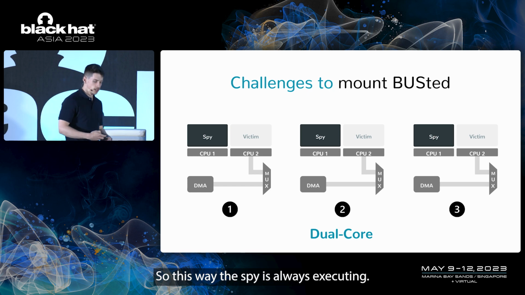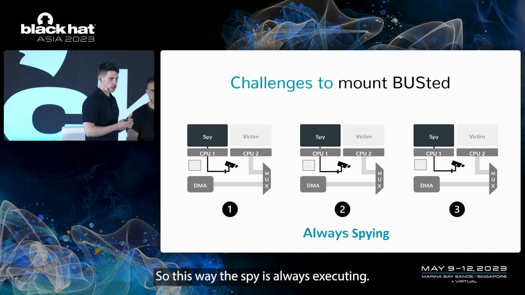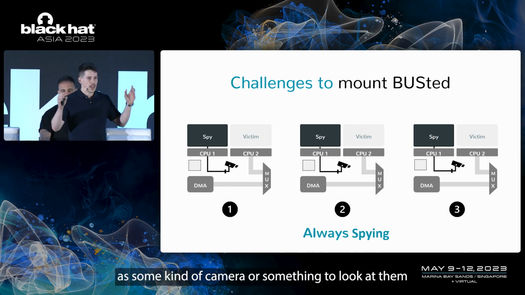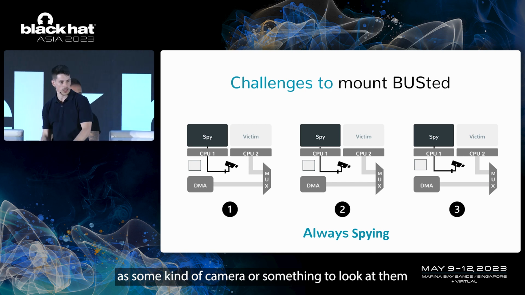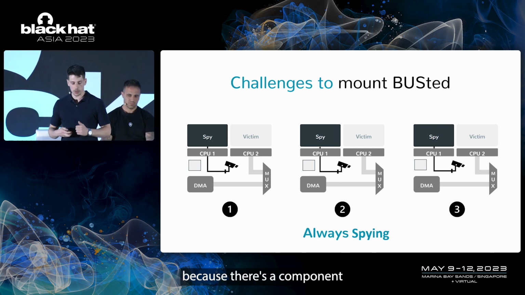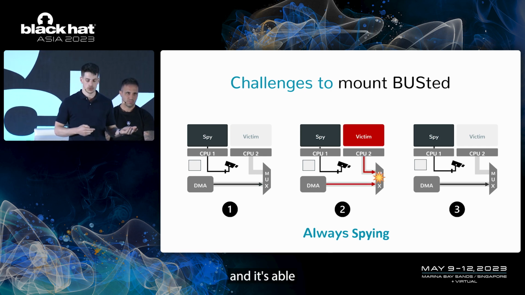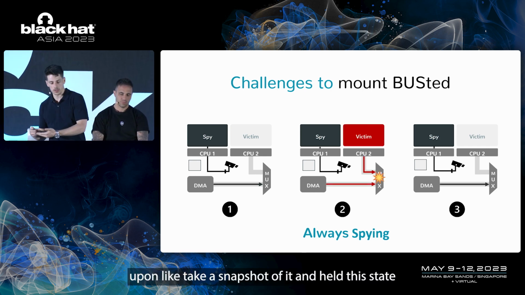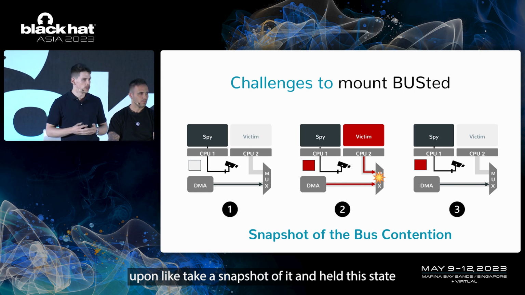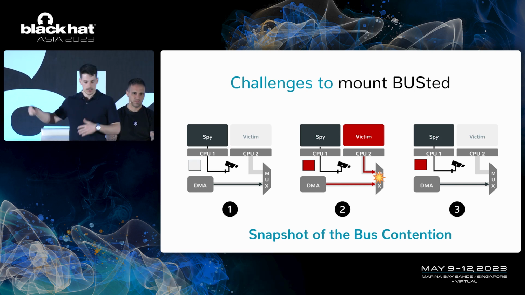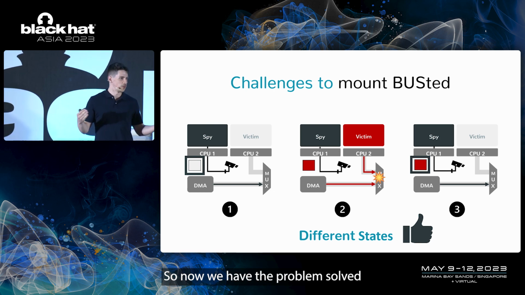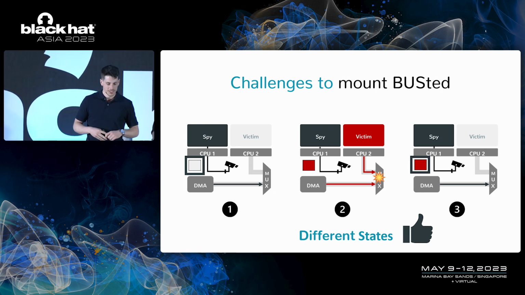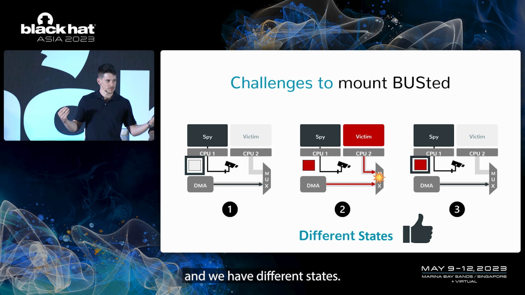So this way, the spy is always executing, and let's assume that the spy has some kind of camera or something to look at the microarchitectural component, and it's able to, when contention happens, take a snapshot of it and hold this state for the spy to access. So now you have the problem solved, and you have different states.